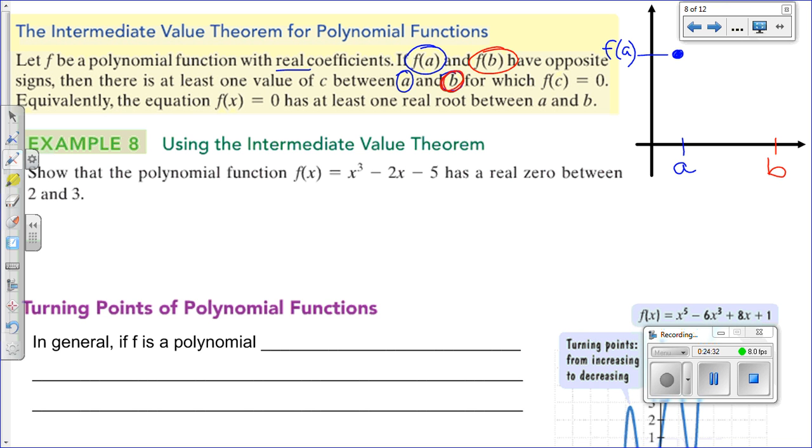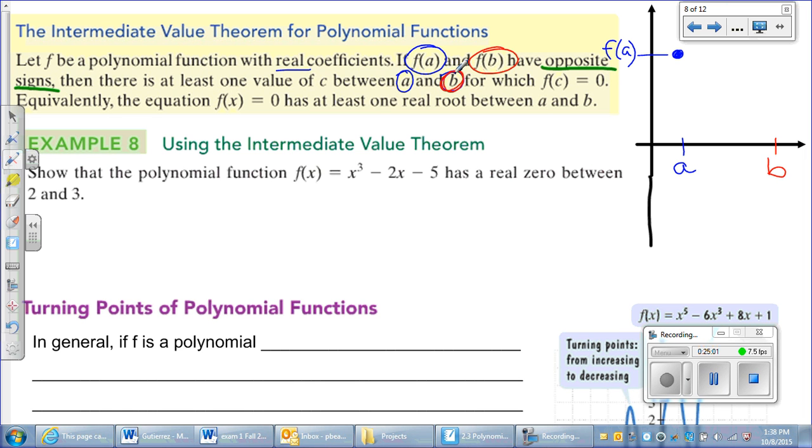So now we need them to be of opposite signs, right? It says here, opposite signs. So if f of a is positive, what do we need to do with f of b? Negative. Negative, right? So I want you guys to extend the y-axis a little bit. Okay, so f of b, I want it to be, let's say here.